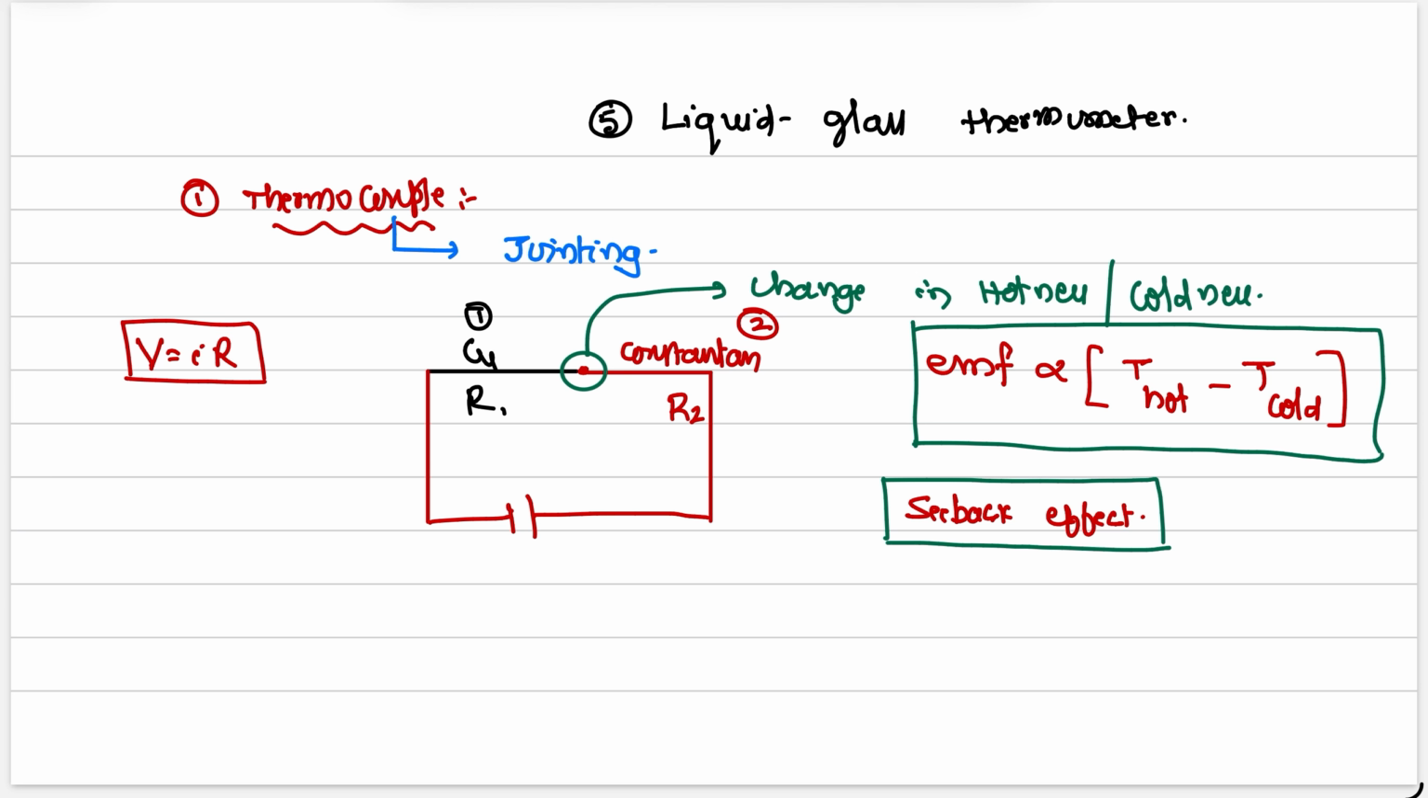We can have different types of dissimilar materials. As I told you, copper constantan, and when we use it, the temperature range. Depending upon the temperature range you require and the measurement of temperature, then this thermocouple is used. There is no external power required in it. This is the principle of thermocouple.